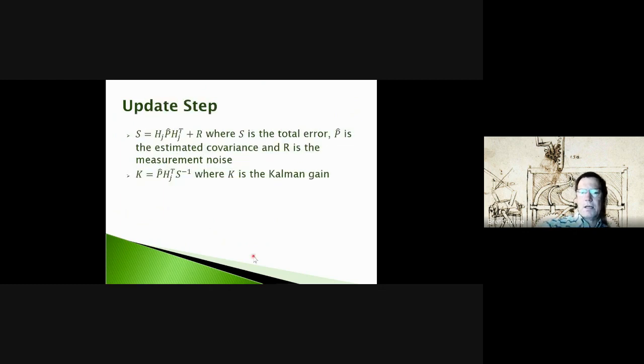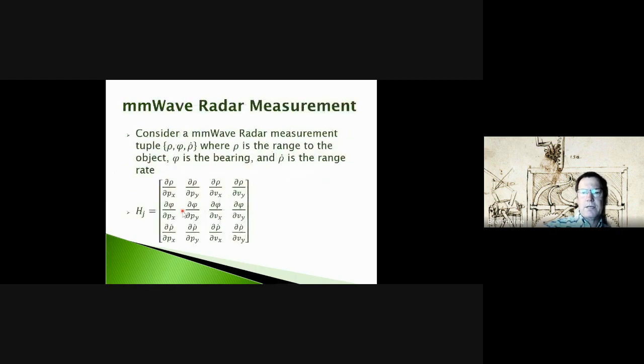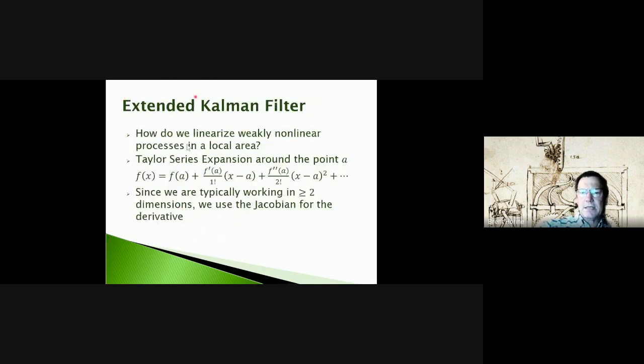Again, I'm kind of zipping through some of these equations here, but the point you want to take away from this extended Kalman filter is that we're doing this because we have a nonlinearity. We linearize it around a specific point. And so it's an approximation.